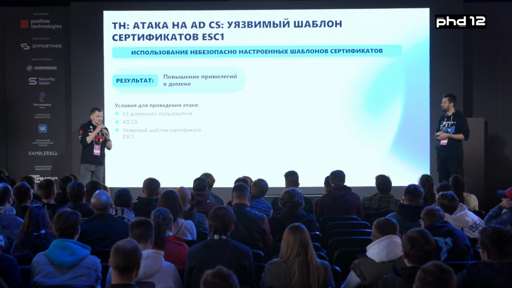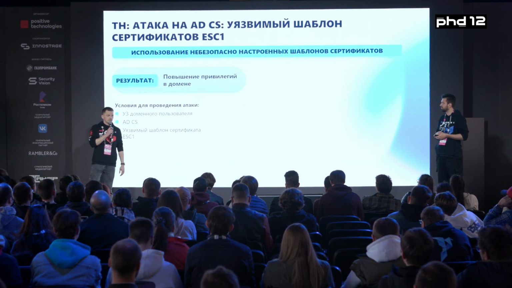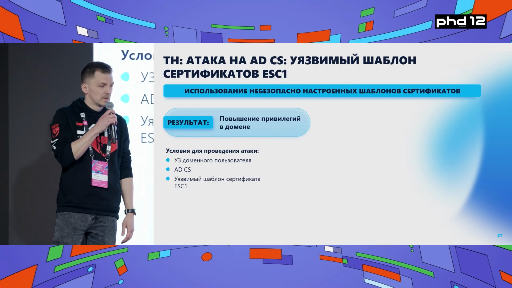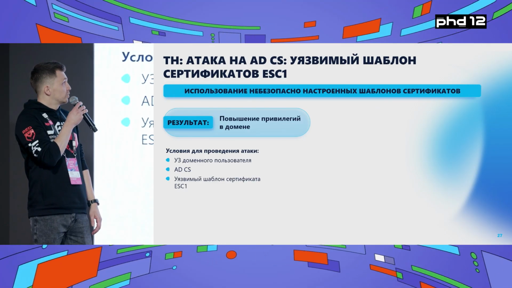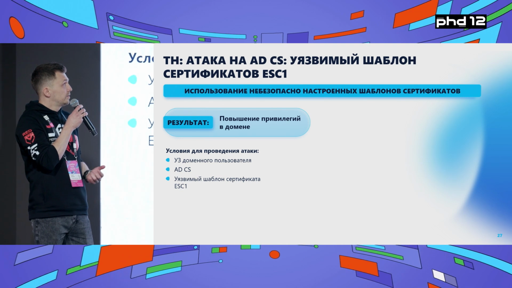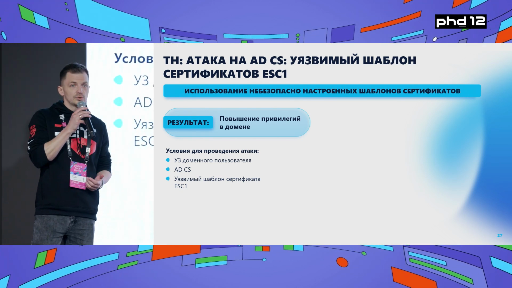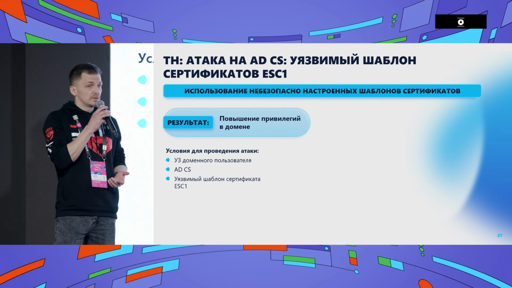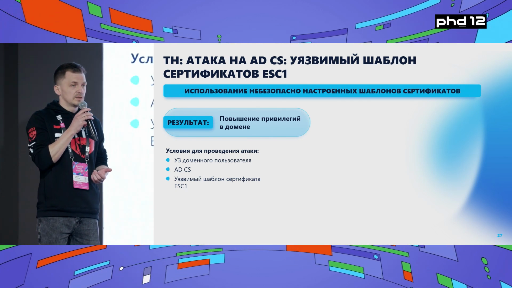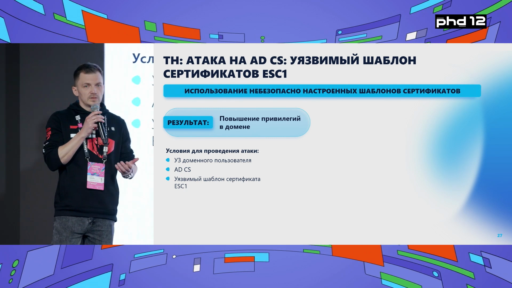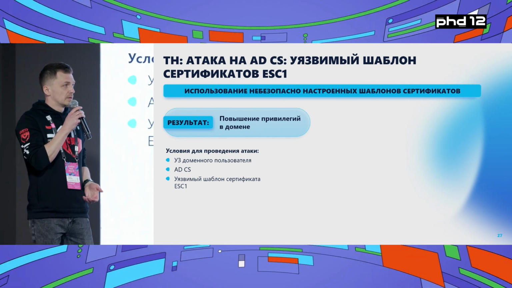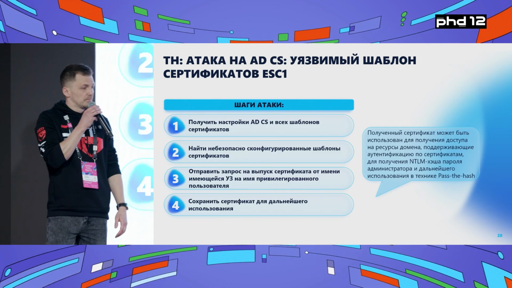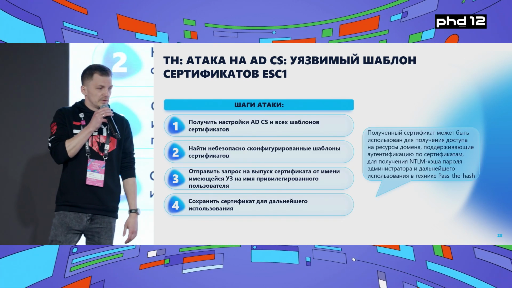So in that case, an attack was done against the certification system, and the vulnerable ESC1 template was targeted. In order to make sure that this attack is successful, we need a certification center. We need the domain user account and the vulnerable certificate itself. So let's look at different stages of that attack.